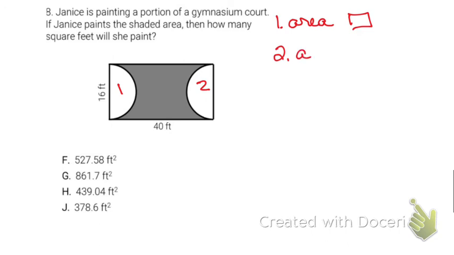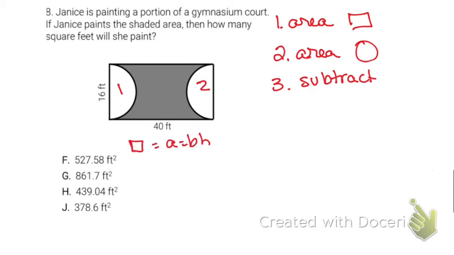So could I just find the area of a full circle? Yeah, that should work, right? And then I'm going to subtract those 2 areas. Okay, so the rectangle, the area is base times height. So it would be 16 times 40. This is going to give us the area of the rectangle. So 16 times 40 is 640.